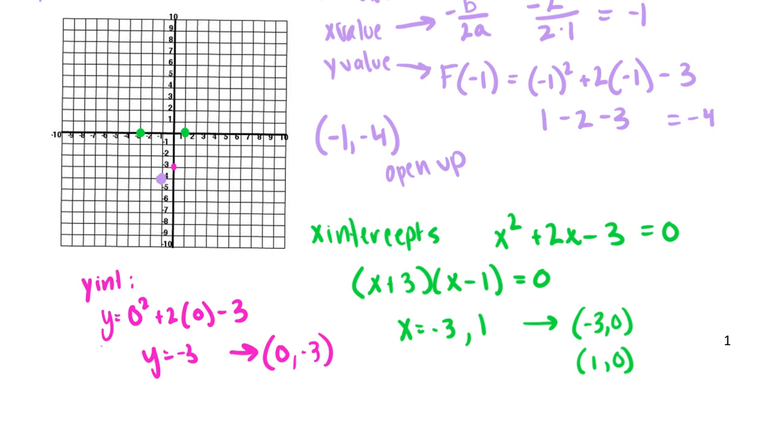Now that we have all our information, we know it opens up, we found the vertex and all the intercepts, we can graph it. So I'm going to start from my vertex and go right because there's most information on the right. And then the left side would just be symmetric here. And there is our quadratic function graphed.